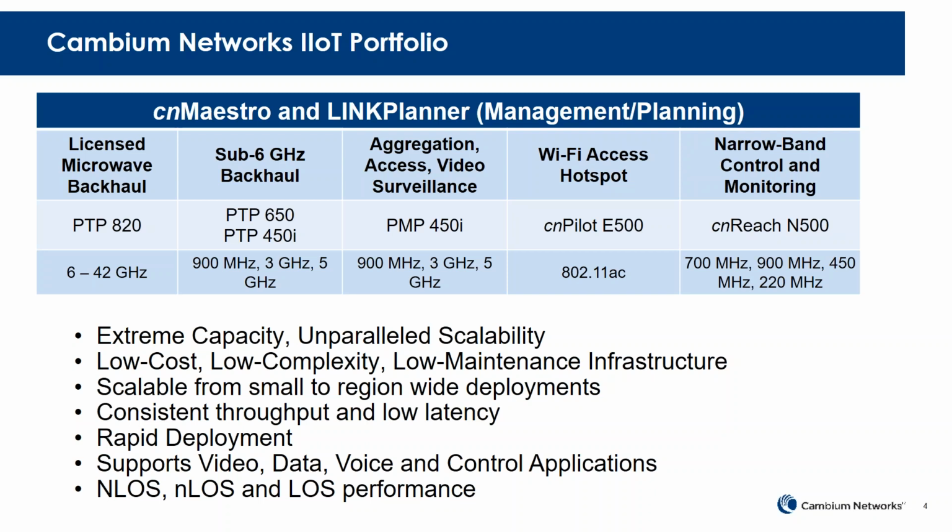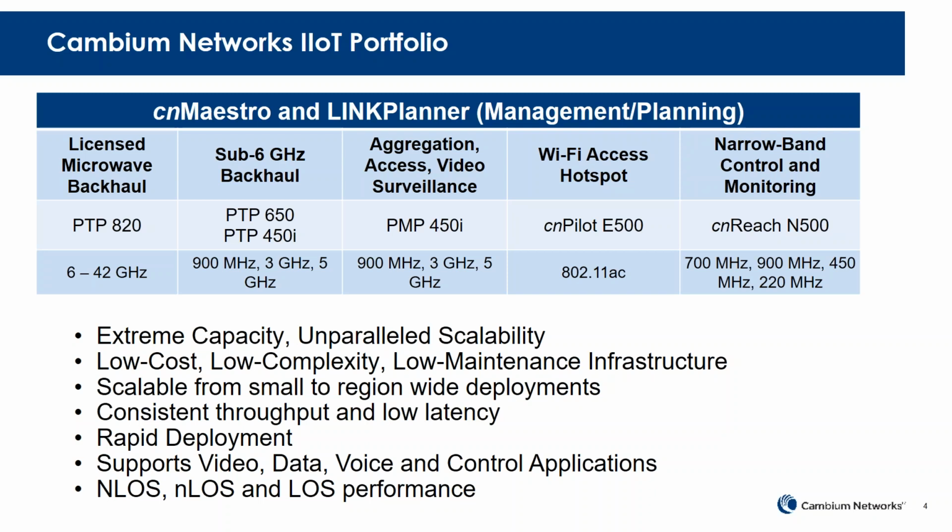We have our access products, which are great for video surveillance and to feed things like Wi-Fi hotspots and even in some cases the cnReach products. These are also available in multiple bands, the 900 megahertz, 3 gigahertz, 2.4 and 5 gigahertz. And these are also great for feeding that large number of devices in a dense area, which makes it very useful for video surveillance, as an example.